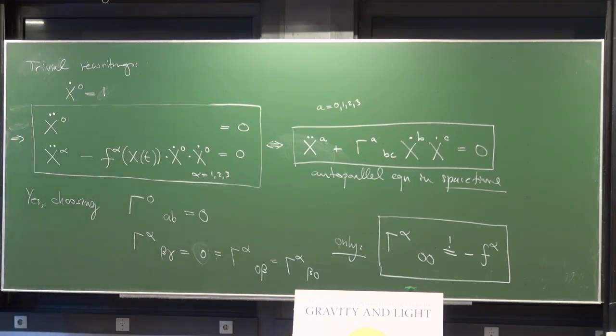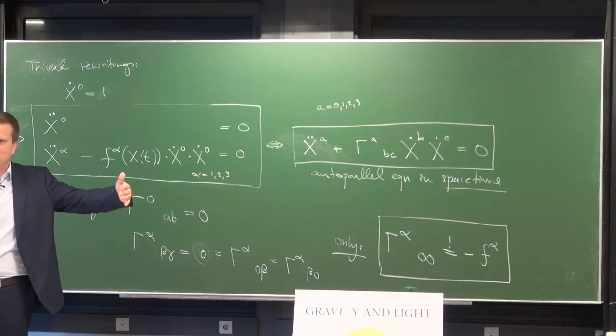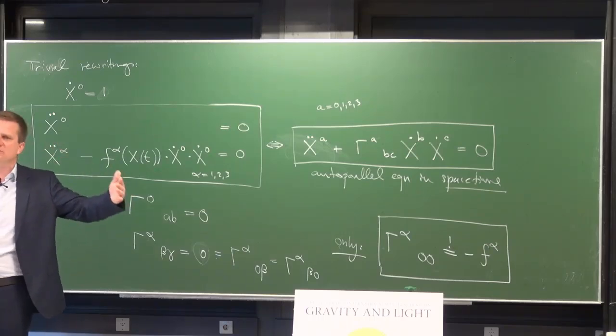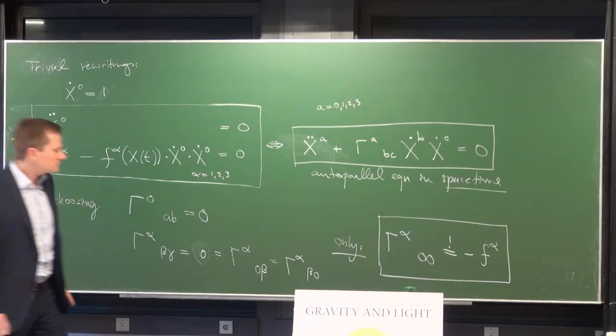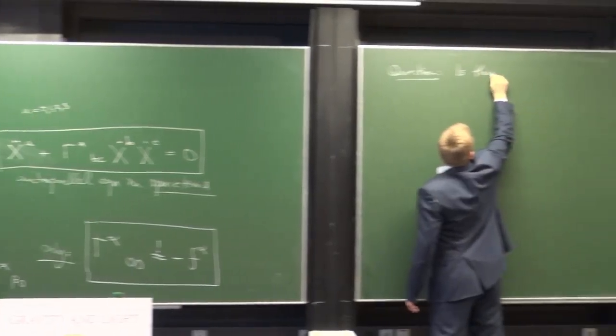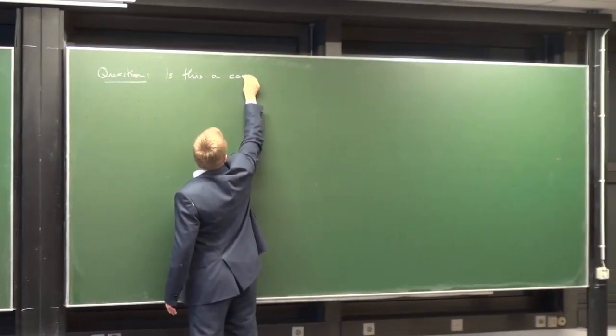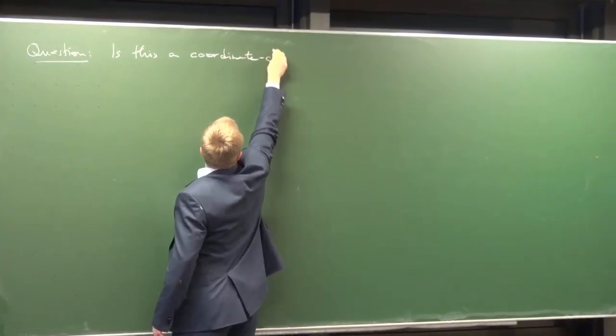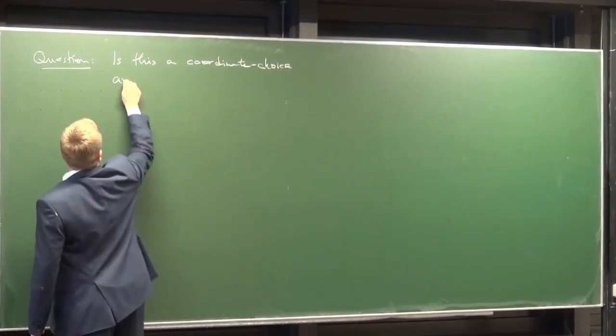Now you say, hang on, and that's the question Kurt asked. Could I transform this away? Because this is just in one chart, right? I could use the gamma transformation law, and we know even though the gamma can be non-zero in some charts, there may be a chart where it's 0. Or there may not be. It depends on whether the curvature vanishes or not. You remember? The question is: is this a coordinate choice artifact?